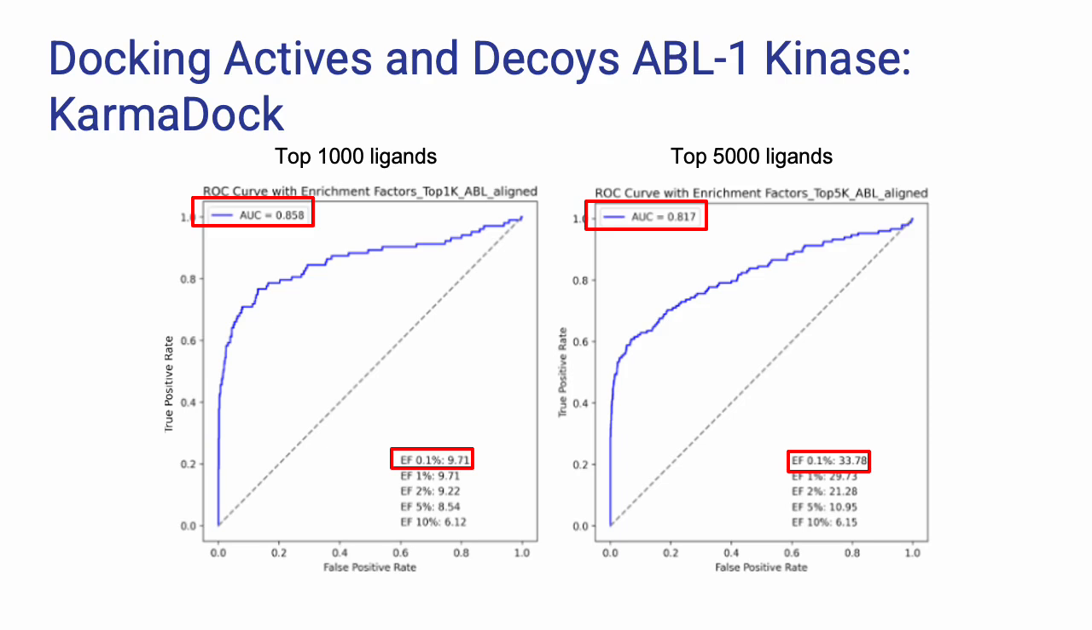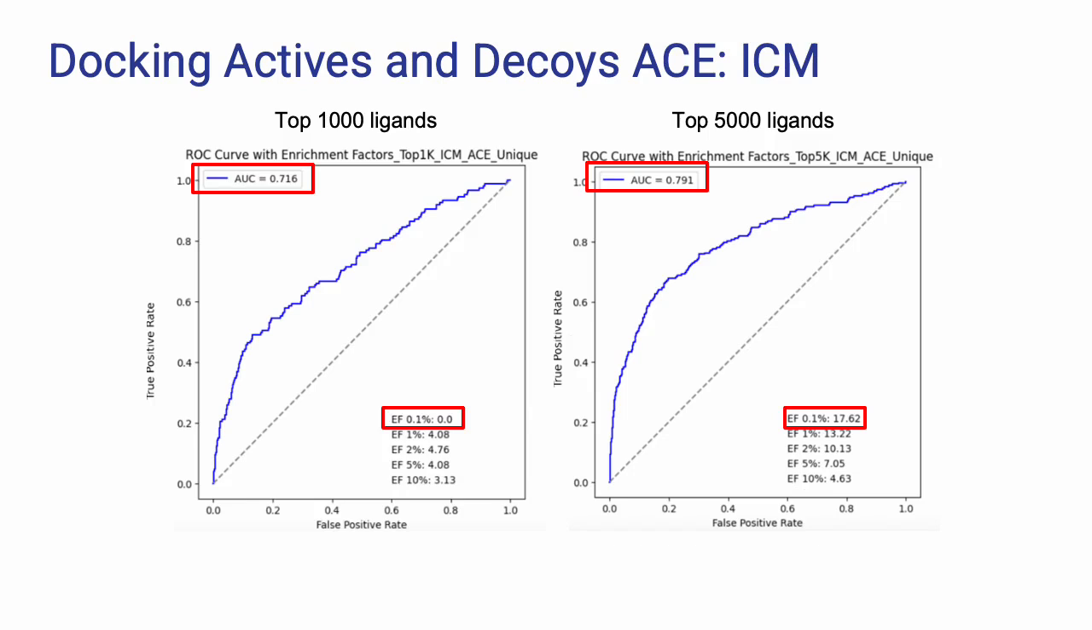For ACE, ICM yielded AUC values of 0.72 and 0.79 for the top 1,000 and 5,000 ligands respectively, with EF values of 0 and 17.6. This suggests moderate discrimination but weak enrichment for the top 0.1%.